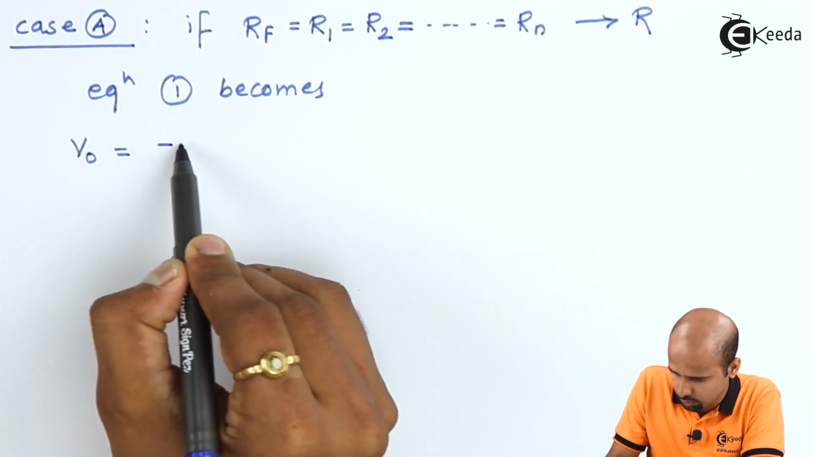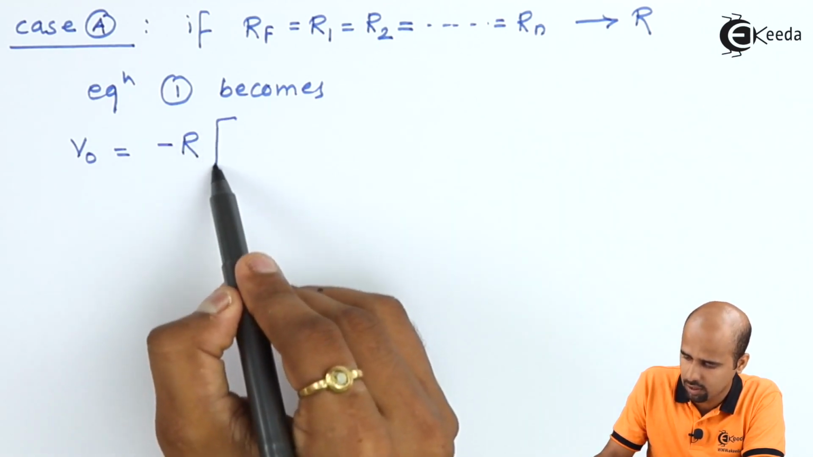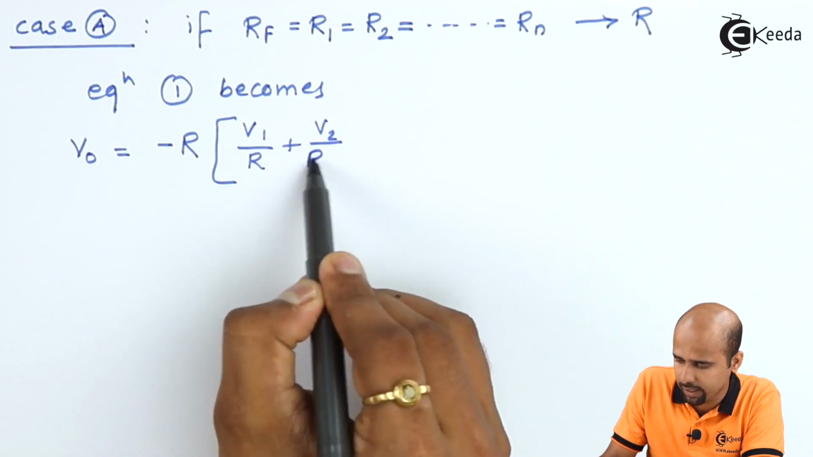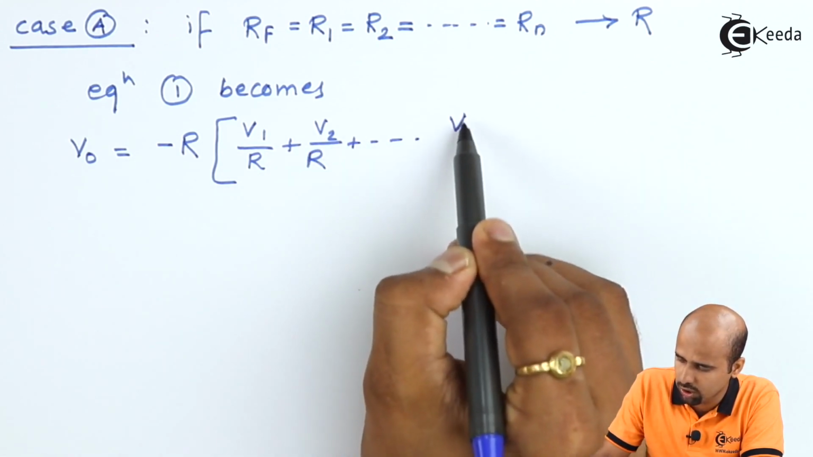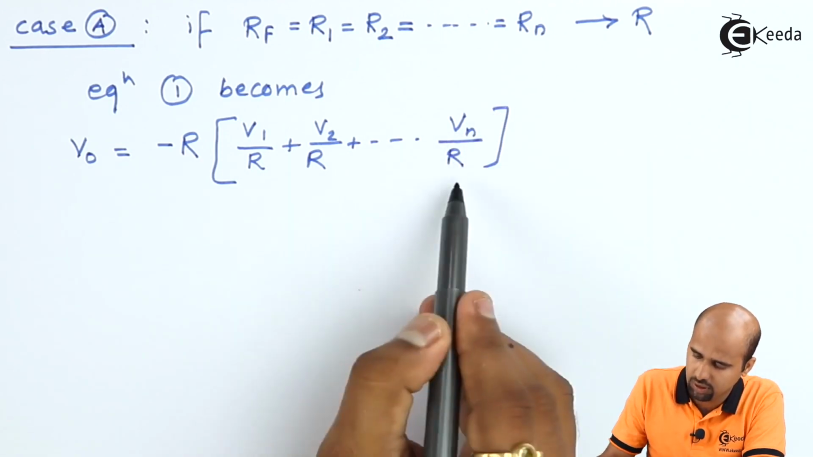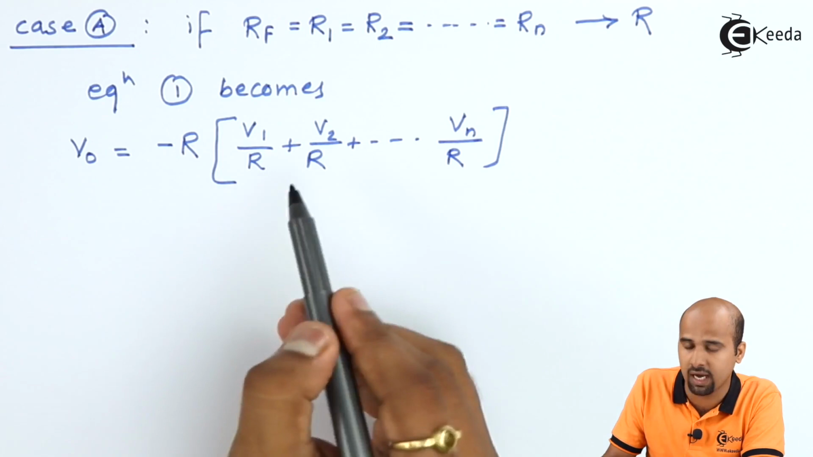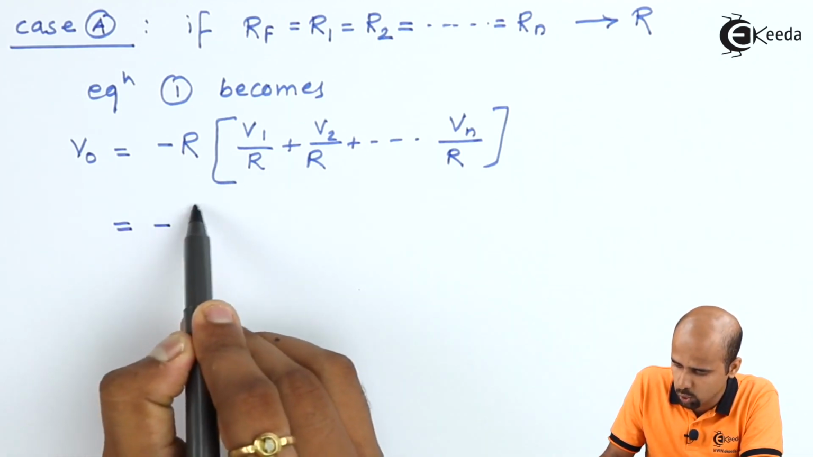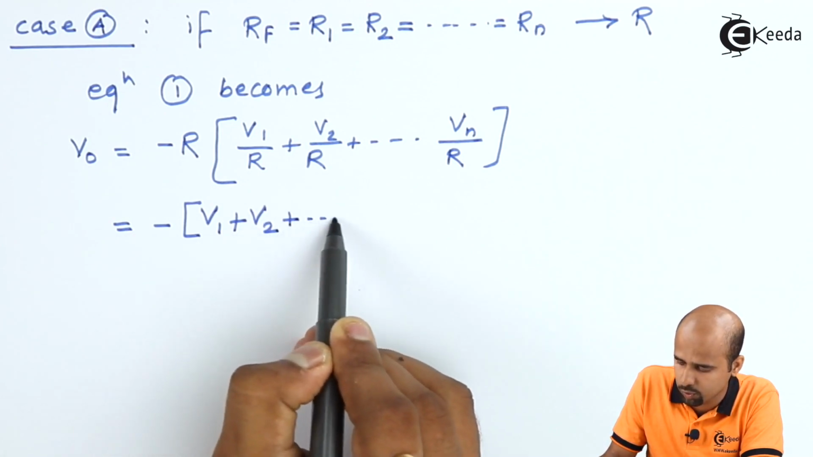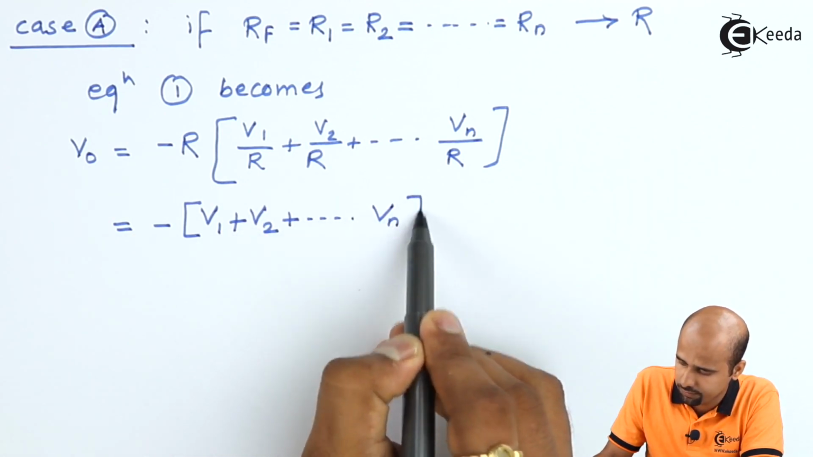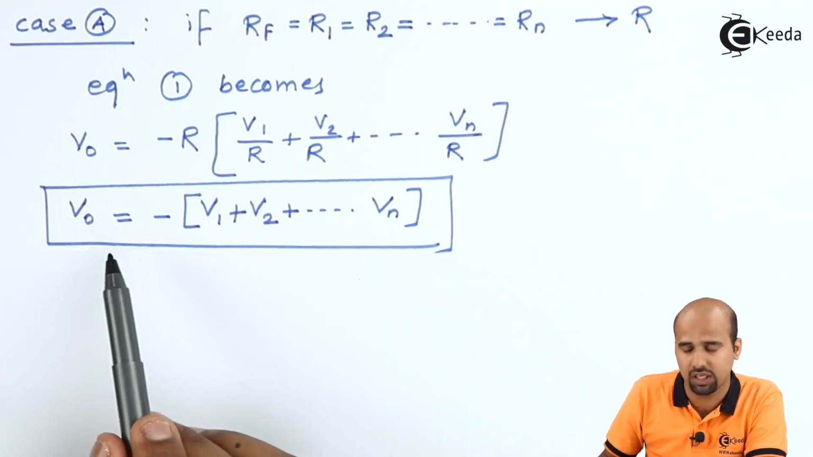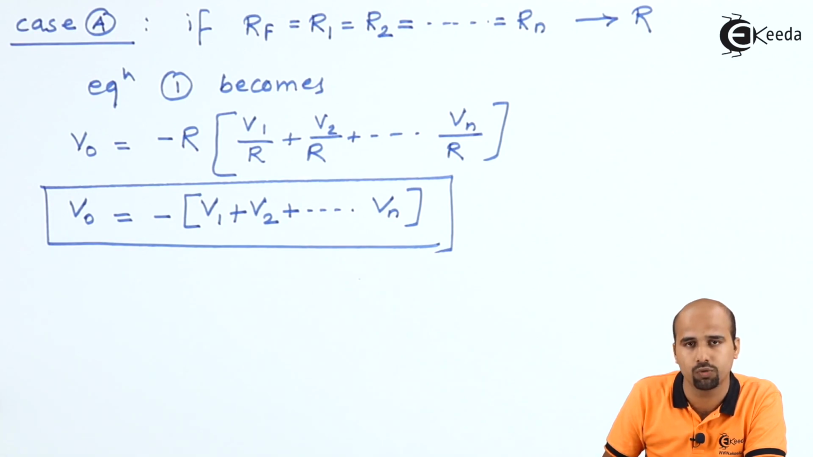VO is equal to minus R in bracket V1 divided by R plus V2 divided by R plus up to so on. We will be getting Vn divided by R. We can take this R common and R will get cancelled, and this is how we will be getting the value of addition of all the input voltages with phase shift with respect to your output signal, that will give you the value of output voltage.